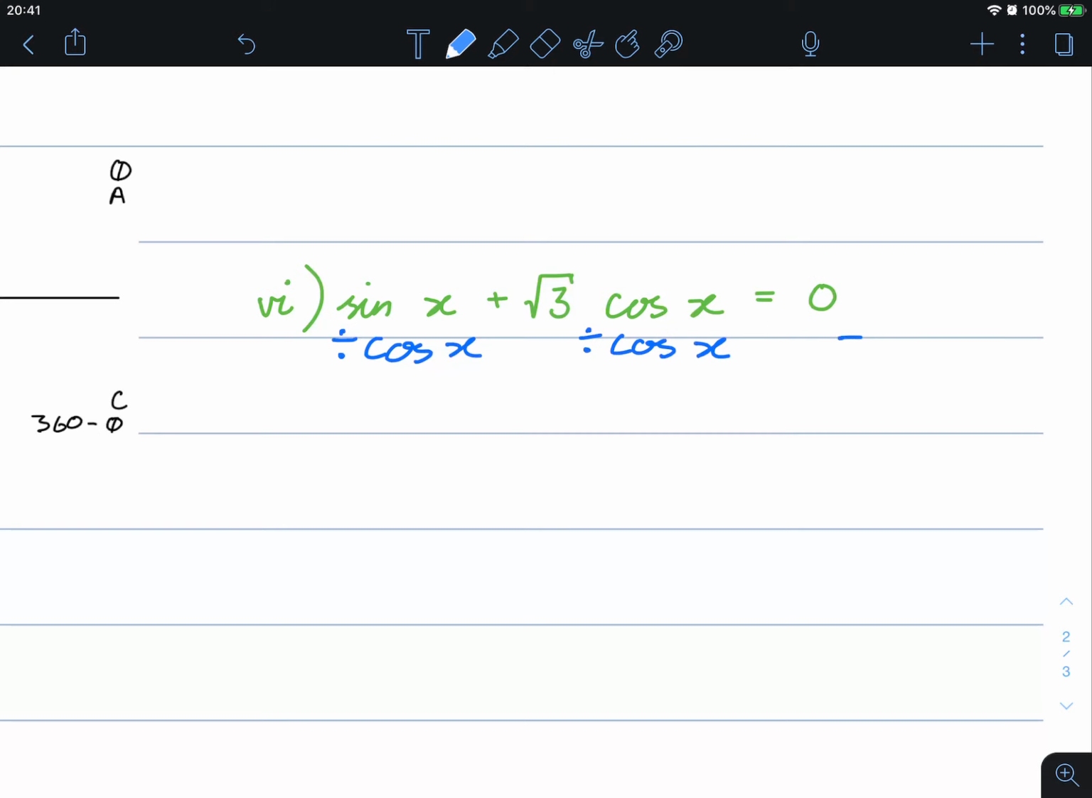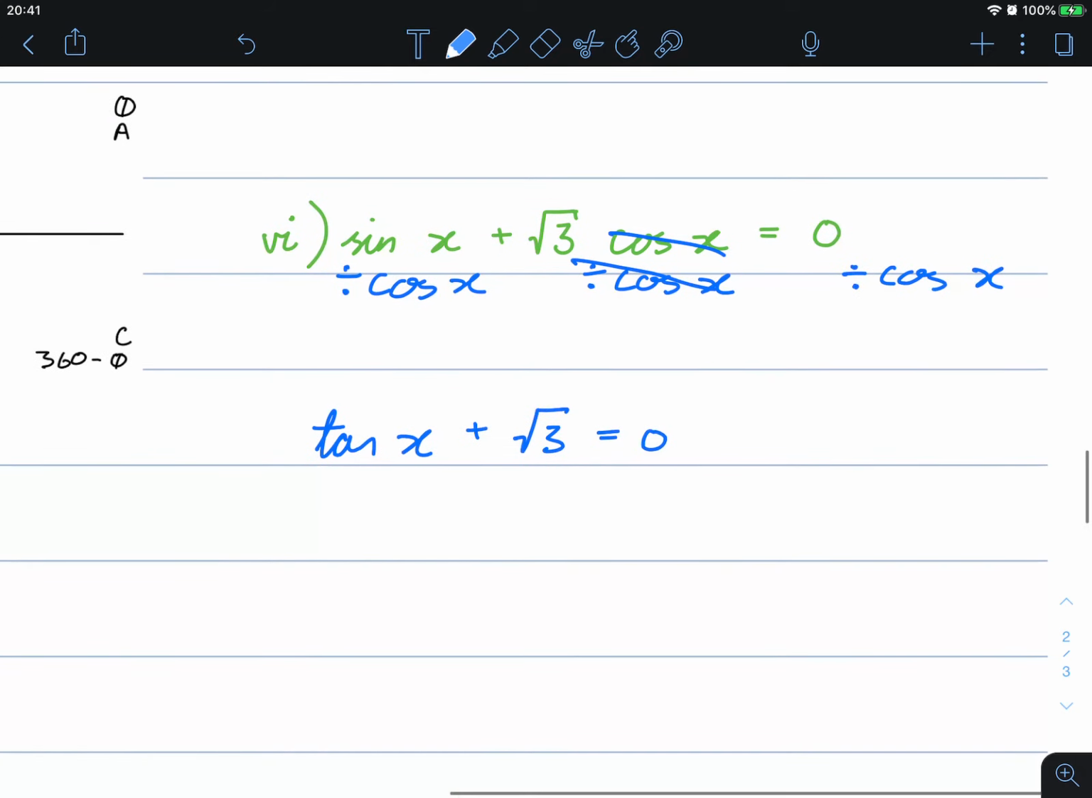0 divided by cosine of x, well, that's just 0. Sine divided by cos is actually tan of x from our trig ratios, plus cosine of x divided by cosine of x, well, that's eliminated, leaving us only with root 3 is equal to 0. Now we're going to move the root 3 to the opposite side. Tan of x equals negative root 3.